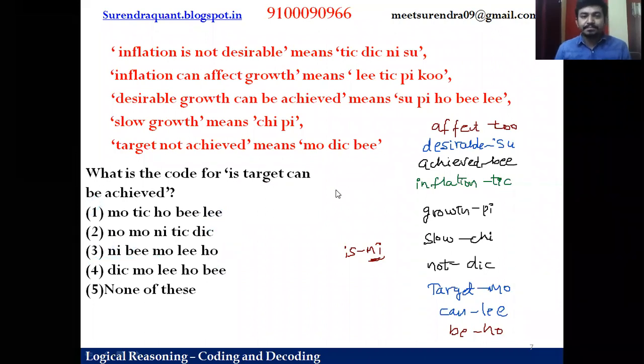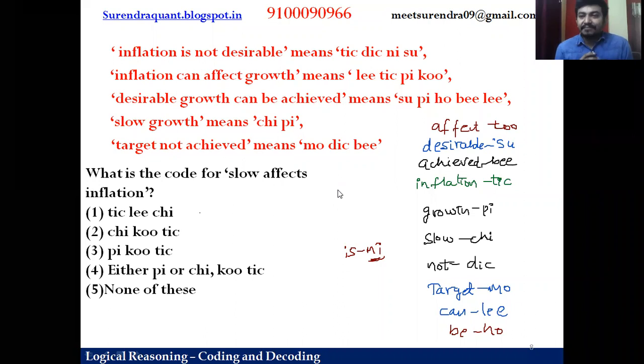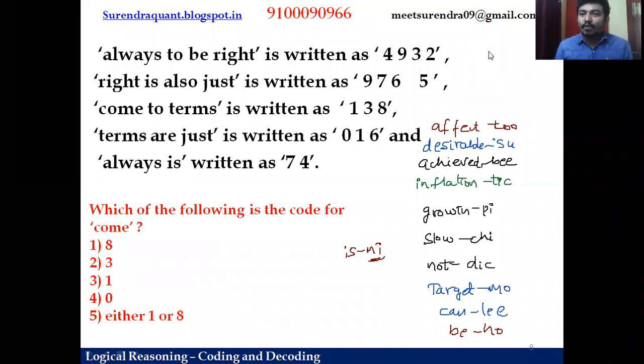Let's continue. Slow affects inflation. So do the same thing. What is the code word for slow? Code word is chi. Affects means ku. Inflation means tick. So chi ku tick. Second option makes sense, right? So like that, you need to decode, friends. Let's continue with one more question.